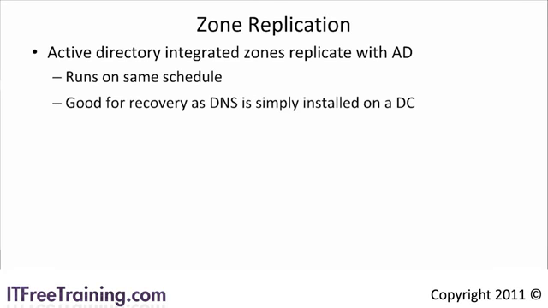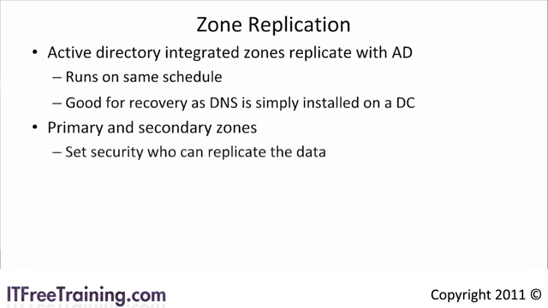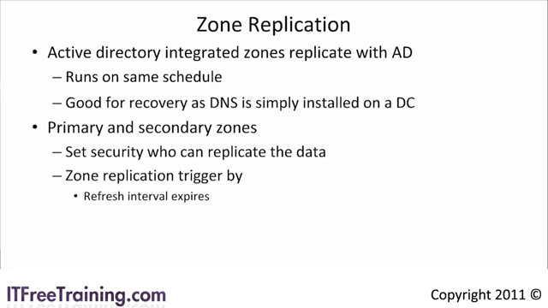If you are using primary or secondary zones, the big thing that you need to do is set security on the zone so that other DNS servers can replicate the data. By default, no one can replicate DNS data from your DNS server. Once your security is set up, the secondary zone needs to perform zone replication to keep its records up to date. First, zone replication can be triggered by the refresh interval expiring.